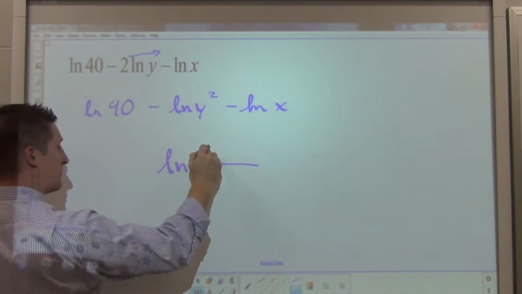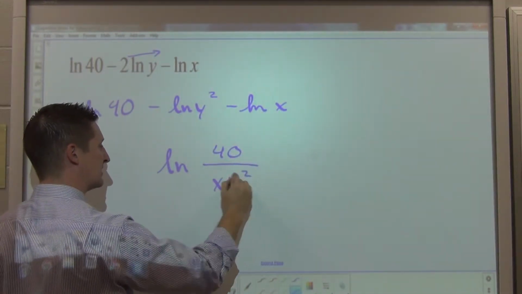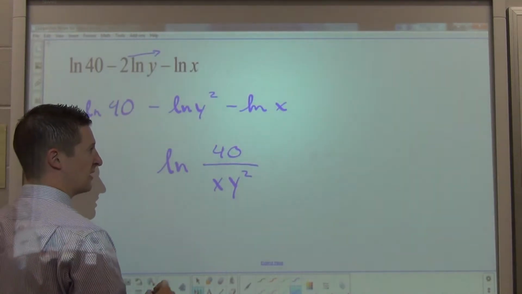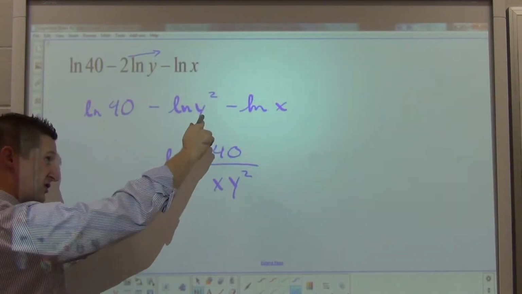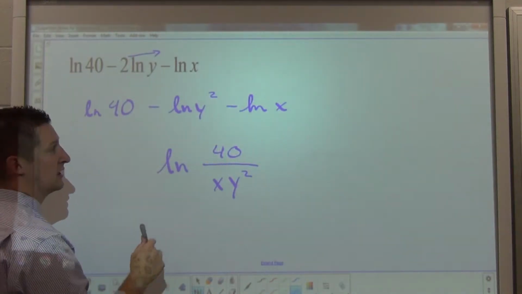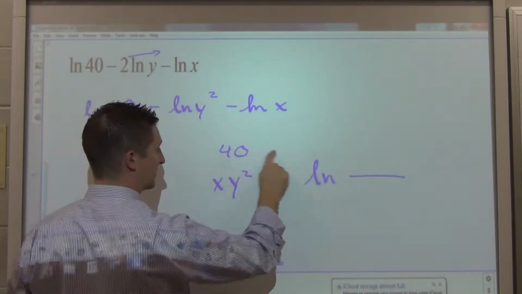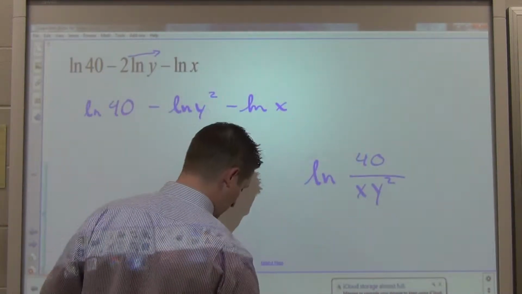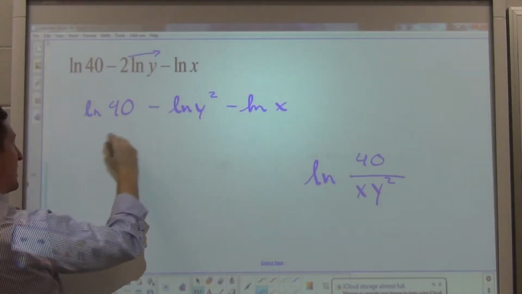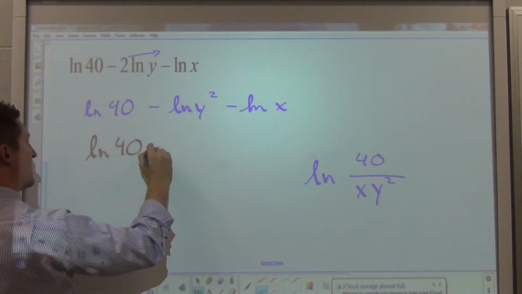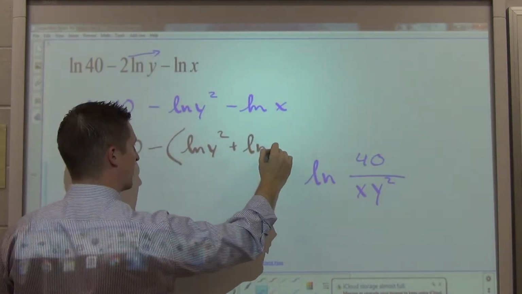40 is going to go on the top, and then y squared and x are both going to go in the denominator like so. You might be wondering, well, if I'm subtracting this and subtracting this, does the x go underneath y squared and the y squared underneath 40? No need to do that. Here's what ends up happening. I've got the ln of 40 over xy squared because one way to think about this would be I'm taking the ln of 40 minus, in parentheses, the ln of y squared plus the ln of x.